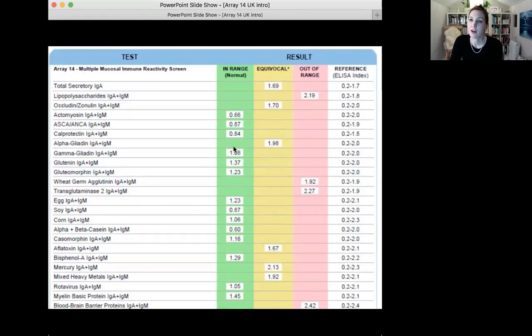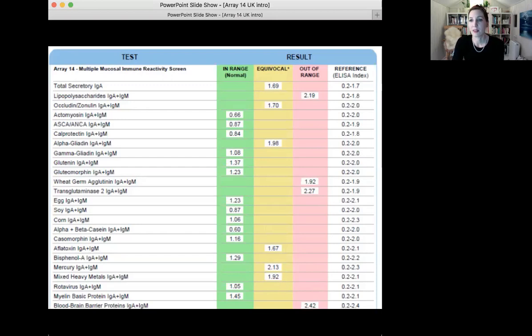So here we see that there are multiple markers all the way across the board. So we've got total secretory IgA elevated, we've got lipopolysaccharides elevated, occludin zonulin indicating that there is some intestinal permeability, we've got some reactivity around foods, so alpha gliadin, wheat germ agglutinin, so some gluten reactivity there, some wheat reactivity, we've got transglutaminase 2, so we're seeing inflammation on the gut wall. And we're seeing some chemical immune reactivity as well, and we're seeing some enteric nervous system dysfunction. So this is a gut that's pretty inflamed, and it's an immune system that's pretty reactive.